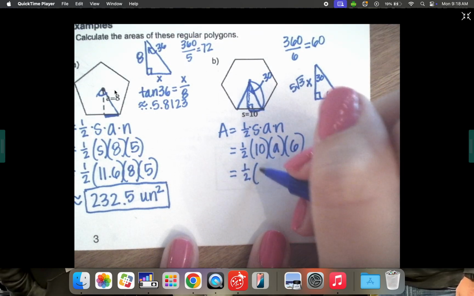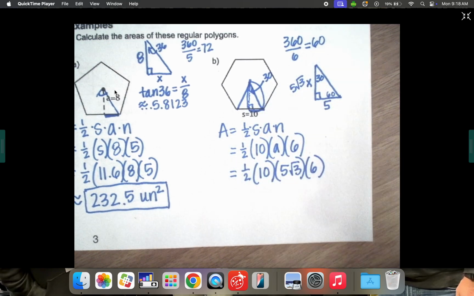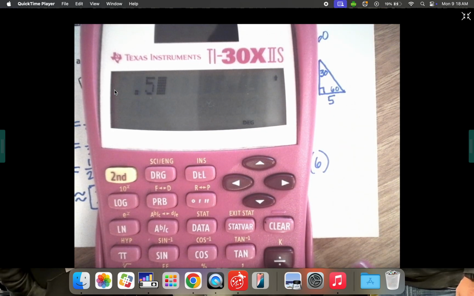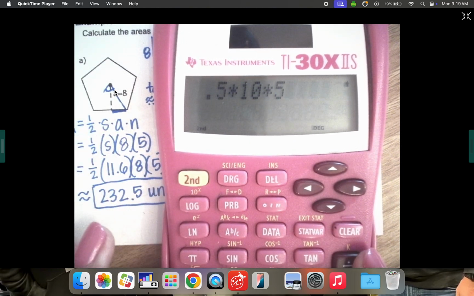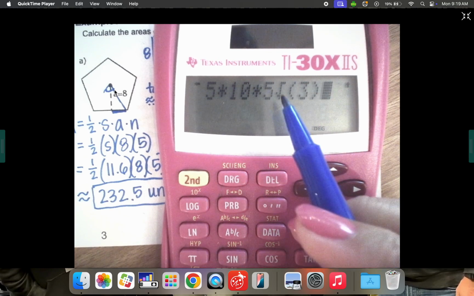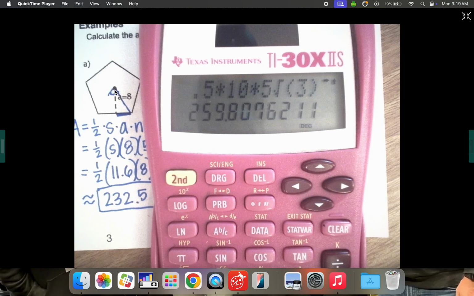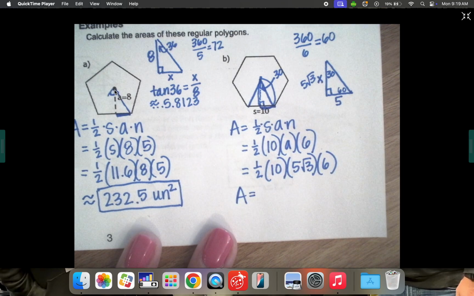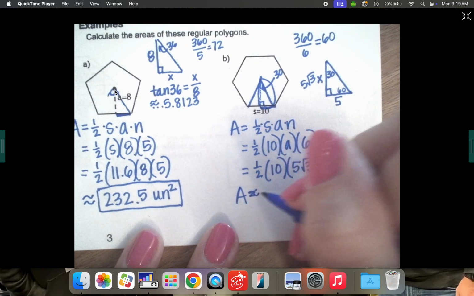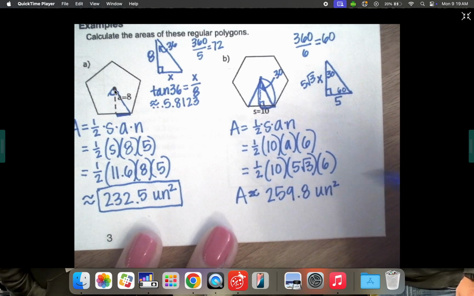So we're going to put in our calculator half times 10 times 5 times root 3 times 6. Okay, and we're just going to put it literally exactly in our calculator, exactly like that. So I'm going to do 0.5 times 10 times 5 root 3 is just 5. You can literally just type it in exactly how it looks. Or you can put a multiply in between, either way, and then times 6. That equals about 259.8. So our area is 259.8, we're rounding this. We don't know the units, so just units squared again.